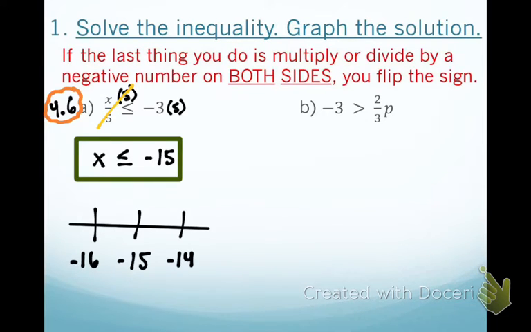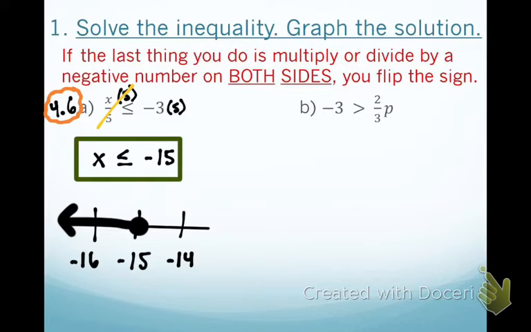Addison, is this going to be open or closed circle? A closed circle. Remember, anytime there's an equal sign, that means the answer could also be negative 15. So we put a closed circle there. Kyla, should I go to the right or to the left? All solutions are less than, which means it should go to the left.